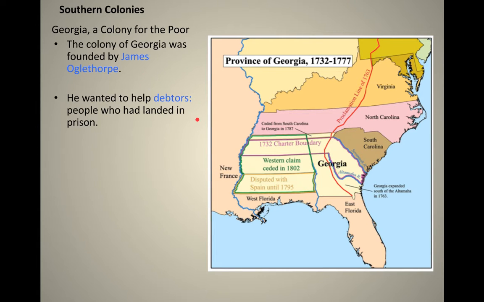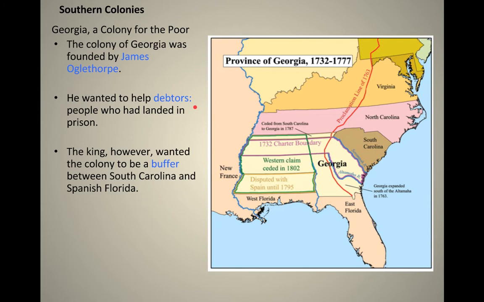So he wanted to help these debtors who were sitting in jail in England. The king, however, wanted a colony to be a buffer between South Carolina and Spanish Florida. So whereas James Oglethorpe was thinking about the poor people and trying to help them get out of jail and make some money, King George in England was more interested in having a buffer.